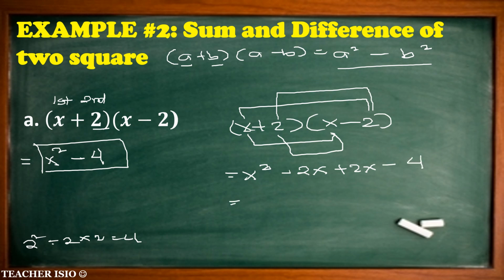And then, let's simplify. We have x squared. Next, we have negative 2x plus 2x.